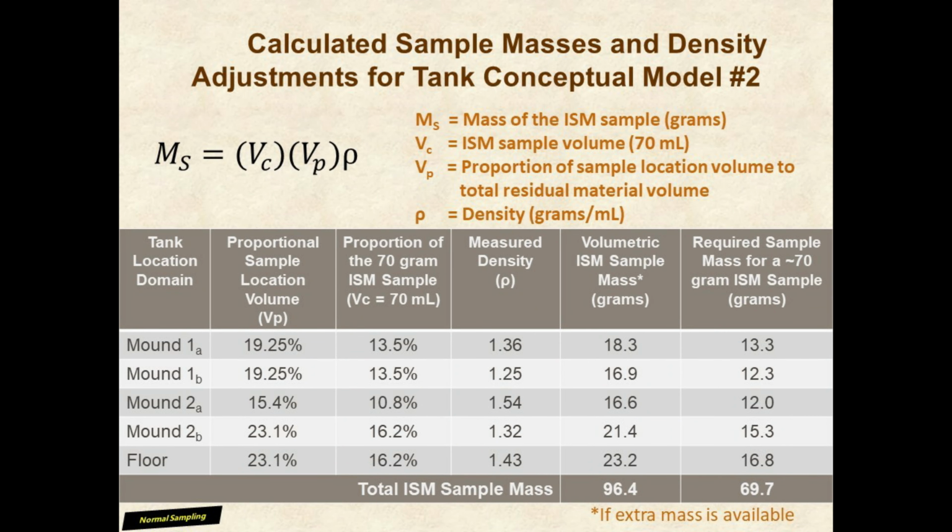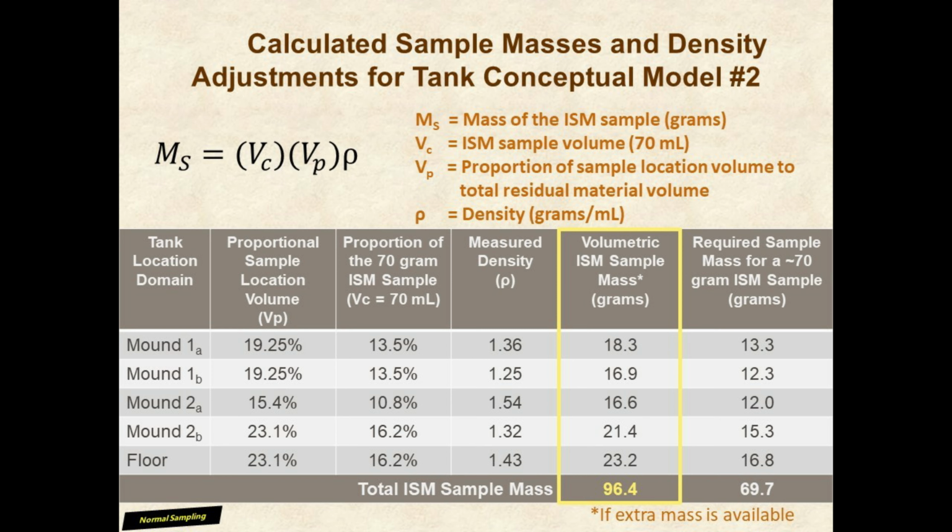The equation shown here uses the proportion of information from the previous slide to calculate the mass needed for each sample increment. The equation also incorporates a density factor. The sample material is assumed to have a density of 1 gram per milliliter, equating to an ISM sample mass of 70 grams. This normalizes the calculation, with all densities equal at the start. When the actual densities are applied, the calculated sample mass will be larger than 70 grams because all densities are greater than 1.